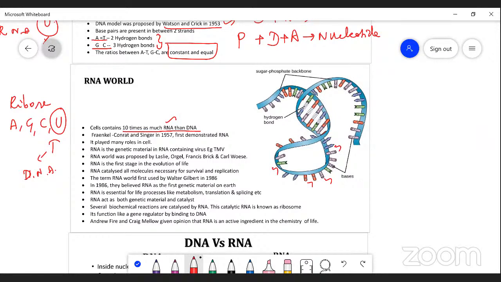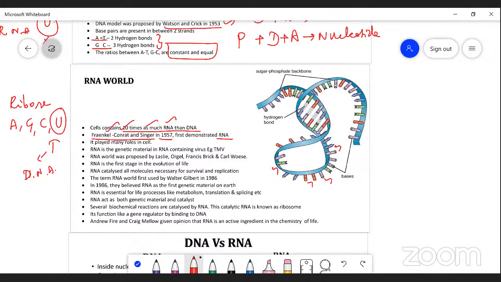The cell contains two types of nucleic acid, RNA as well as DNA. Which one is more in amount? RNA. The RNA is more in amount than the DNA. How many times more? 10 times more than the DNA. Frankel, Conrat, and Singer in 1957 first demonstrated RNA. So the RNA was demonstrated by Frankel, Conrat, and Singer.